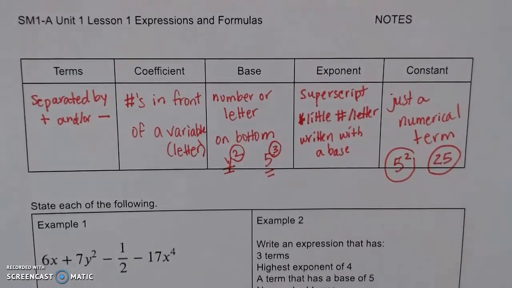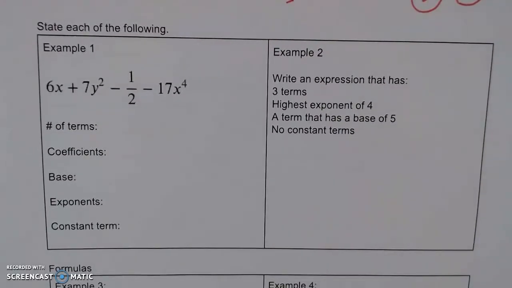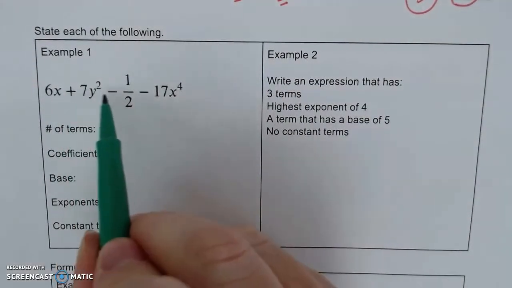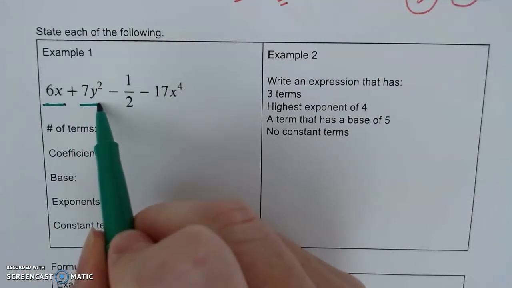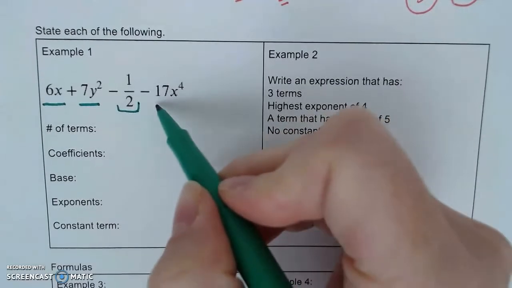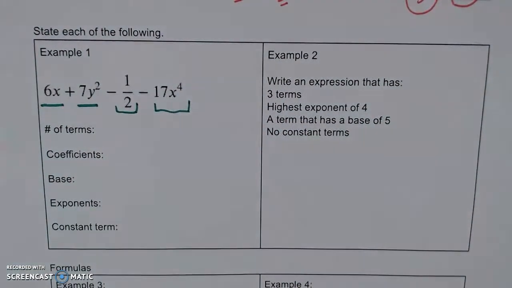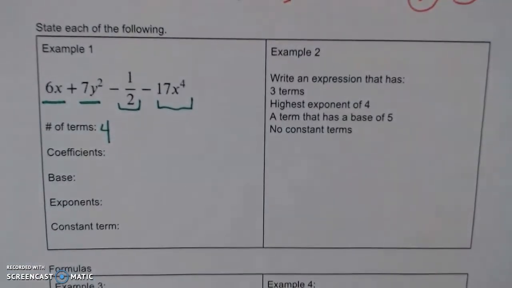Okay, so let's look at our first example. They give us 6x plus 7y squared minus 1/2 minus 17x to the 4th. So the first thing is they want to know how many terms are there. So we go to the pluses and the minuses, and I see this is one term, that 7y squared is all another term. Then I have 1/2, and then I have 17x to the 4th. So we actually have 4 separate terms.